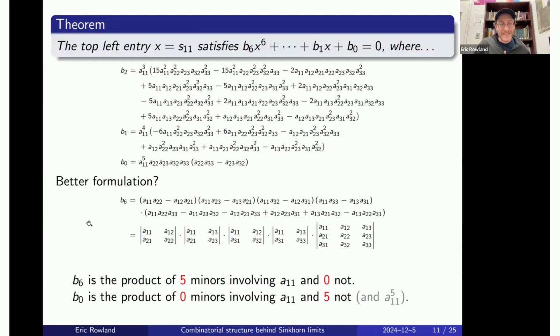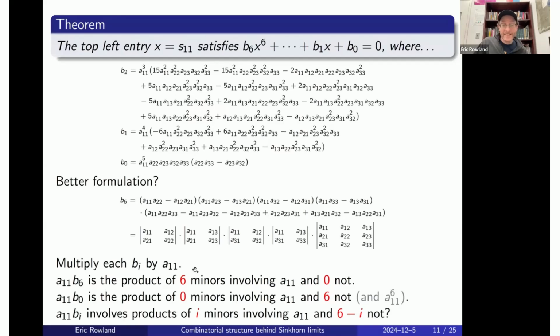And so what we ended up deciding to do was multiply each of the coefficients Bi by A11. Currently we have B6 as the product of 5 minors involving A11. Well, A11 is its own minor involving A11. So A11 B6 is the product of 6 minors that involve A11. And if we multiply B0 by A11, then we can just increment this. And now we have enough room to interpolate from 0 to 6.